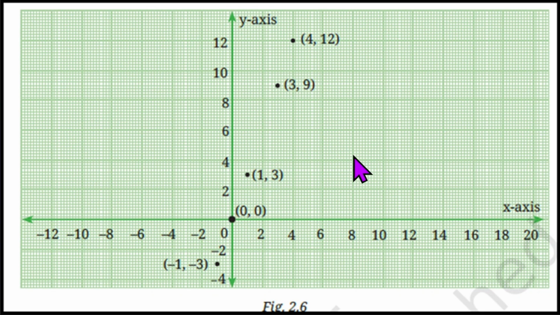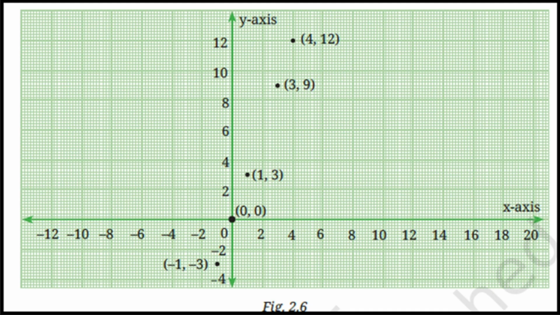Now let us see how it looks. We have this graph here, that is figure number 2.6. These are the coordinates given to us, and they satisfy the linear equation y is equal to 3x, because 4 into 3 is 12, 3 into 3 is 9, and when we join these points we get a straight line which passes through the origin, because the y-intercept is 0. And also in y is equal to 3x, a is equal to 3, which is greater than 0, and therefore the line is inclined towards the right, and please remember that.